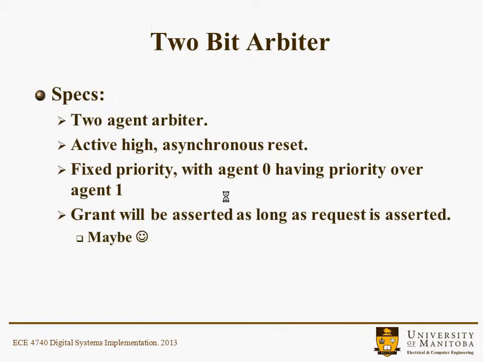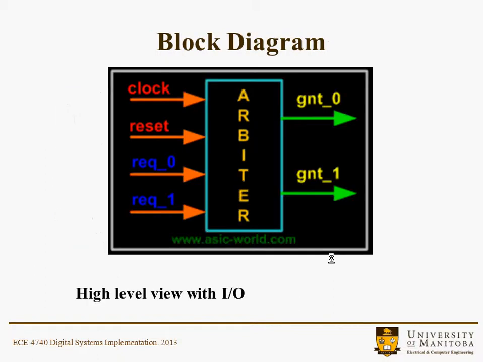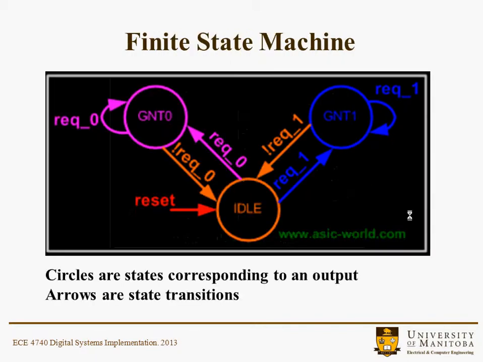associated with it. The example we're going to look at is a 2-bit arbiter. Specifications are 2 bits, active high with asynchronous reset, fixed priority, agent 0 having priority over 1, and grant will be asserted as long as the request is asserted. Here's the high-level block diagram of it. It allows you to determine what your inputs and outputs are going to be a little bit more easily, and that would correspond to the module in Verilog.